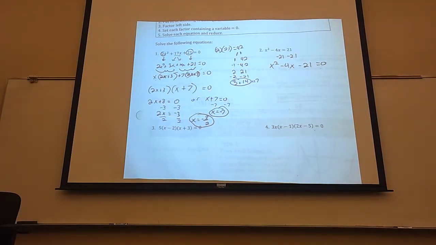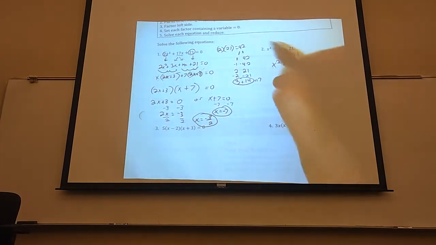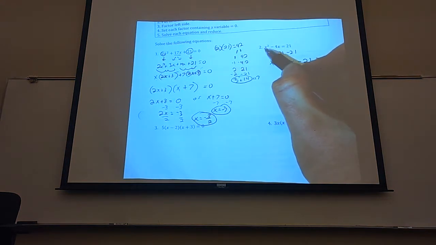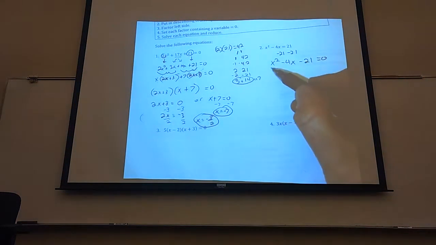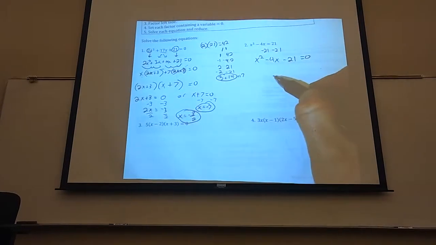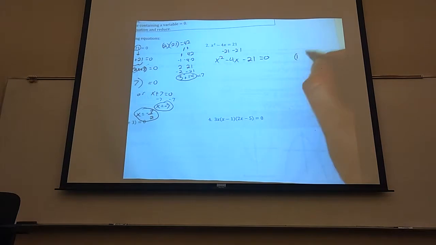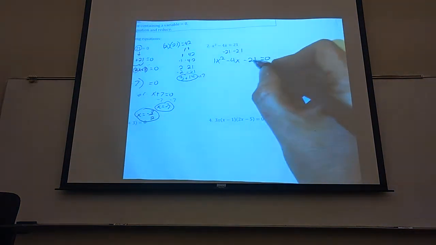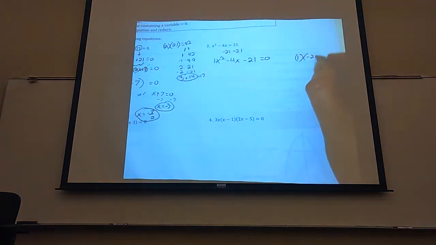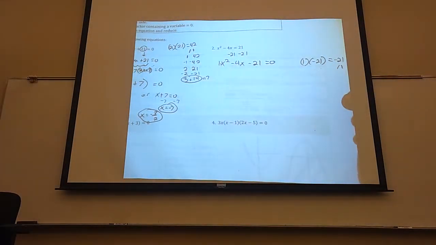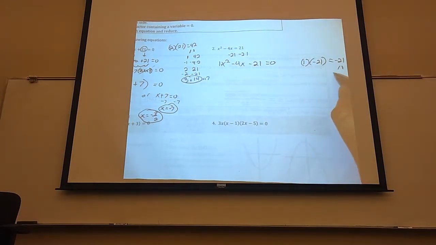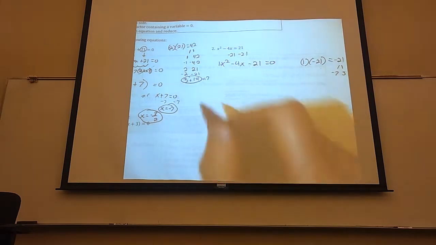How does this one work? Okay, actually we'll do this one because I want to show you something. When there's no number in front here to multiply by, you just have a 1 in front. This is actually way easier. If I take that coefficient, 1, and multiply it by -21, I just get -21, right? What factors of -21 add up to -4? -7 and +3. That's actually our answer.